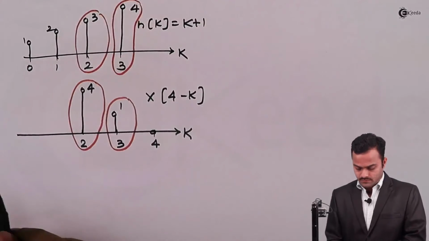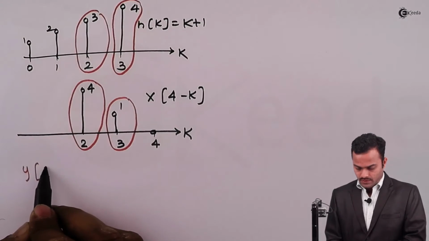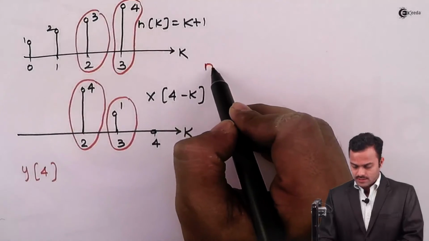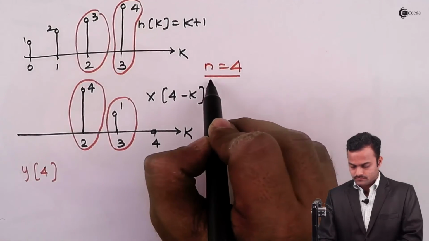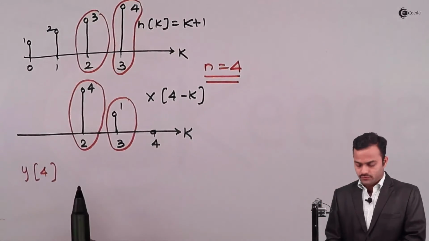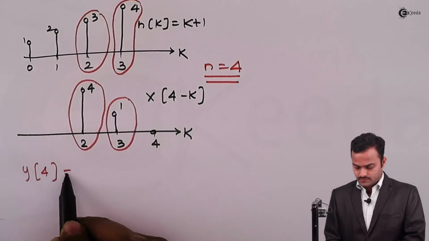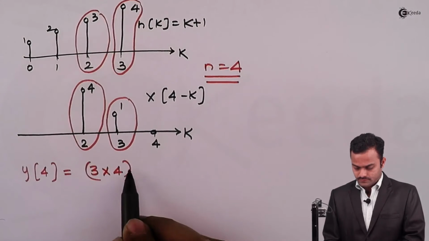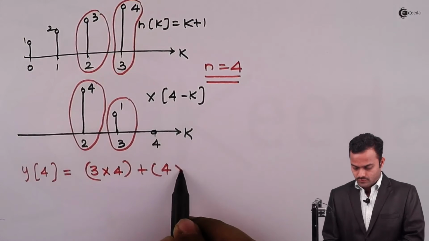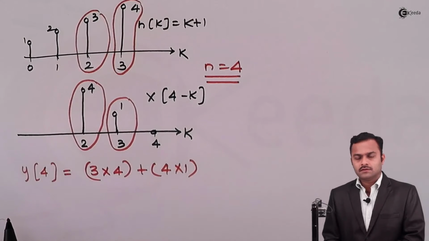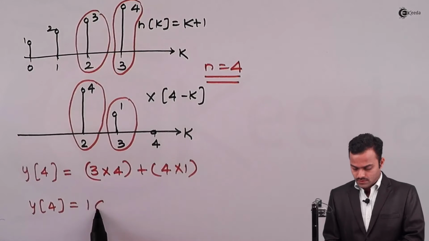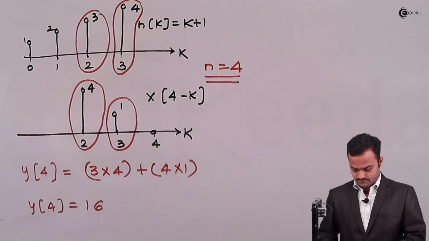So I can say now y of 4. Why is it y of 4? Because n this time is equal to 4. So for n equal to 4, it will be 3 multiplied by 4 plus 4 multiplied by 1. So if you solve this, you will get y of 4 is 16.